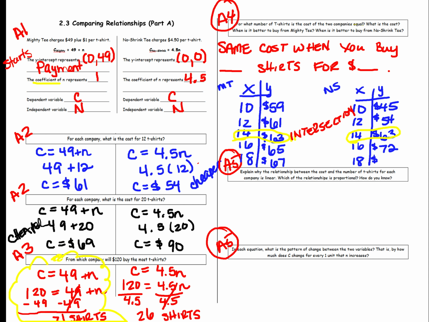So let's go ahead and fill in our little blank spots up here. So 14 shirts for $63. Same cost when you buy 14 shirts. Again, it'll cost you $63. All right. Let's look at A5.